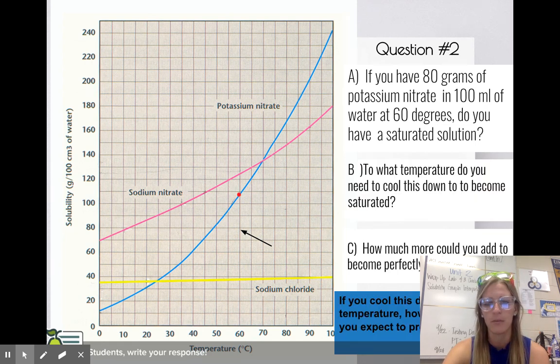All right, then if we cool this down to room temperature, so we're back here again. If we cool this down to room temperature, about 20, how much would precipitate out? So this time we're counting down to our blue line until we meet it, and that's your precipitate.